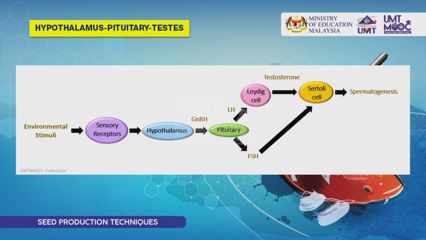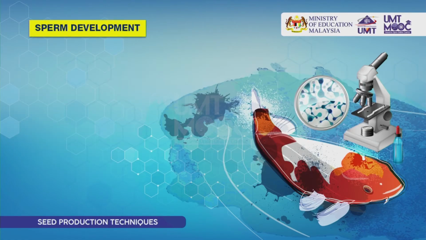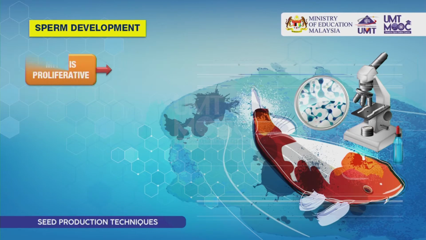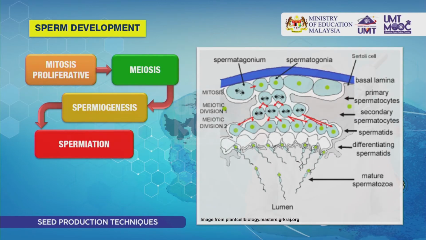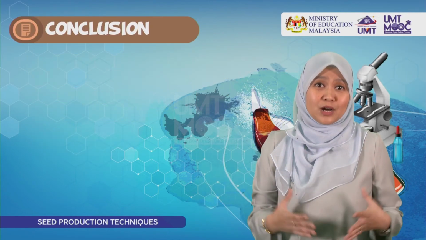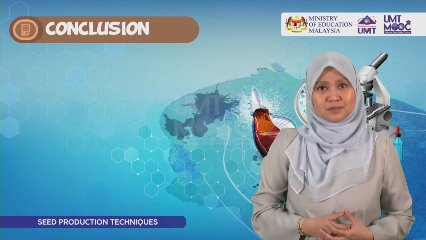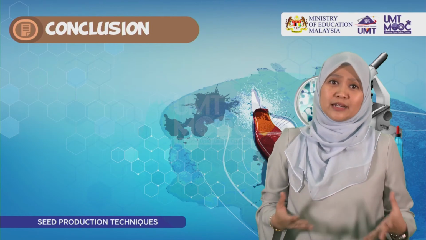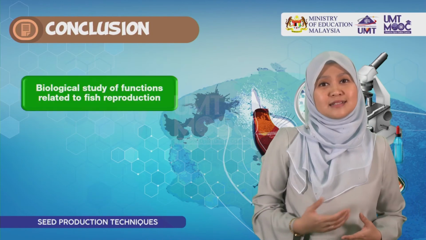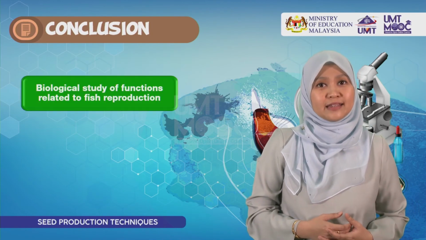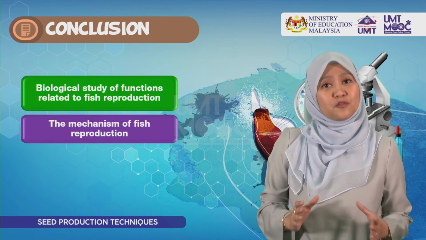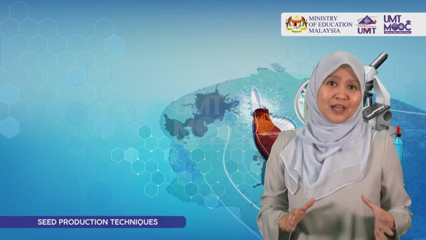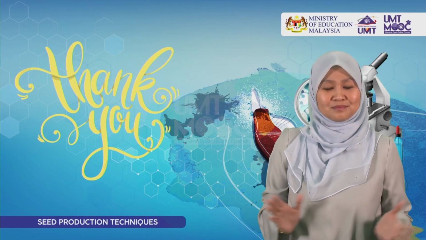Finally, we come to sperm development. It starts with mitosis proliferative, followed by meiosis, spermatogenesis, and spermiation. We now come to the end of this topic. As the conclusion, you are now able to understand the biological study of functions related to fish reproduction and finally to study the mechanism of fish reproduction. Hope you enjoyed the video and see you next time.